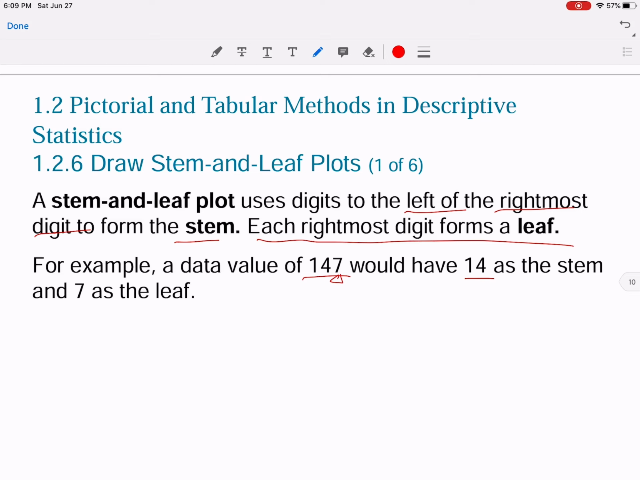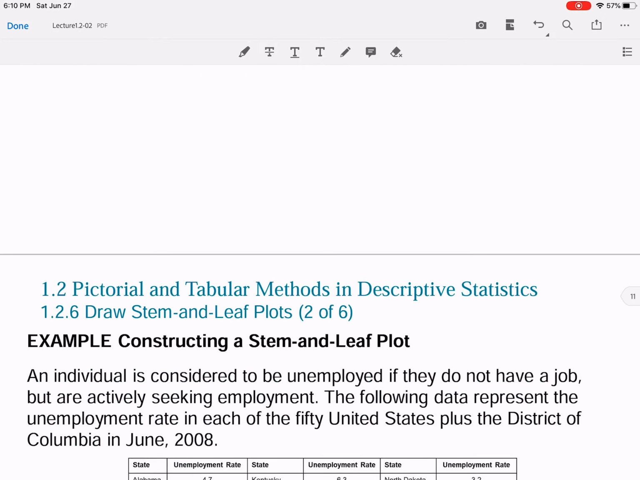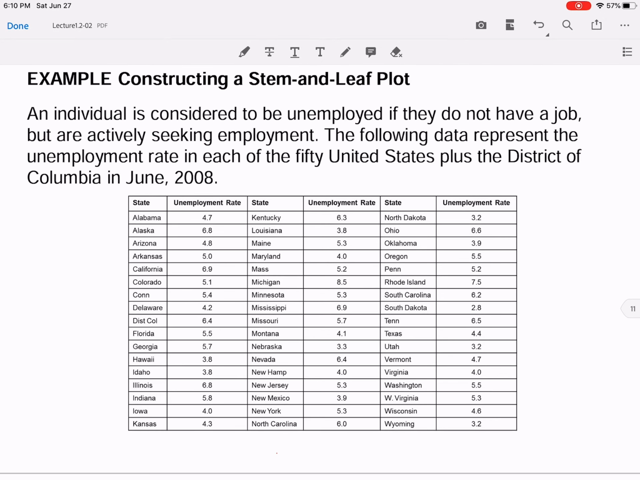Now, once we know how to determine the leaf and the stem, let's take a look at how to draw a stem-and-leaf plot by going over this example. The example says an individual is considered to be unemployed if they do not have a job but are actively seeking employment. The following data represent the unemployment rate in each of the 50 United States plus the District of Columbia in June 2008.